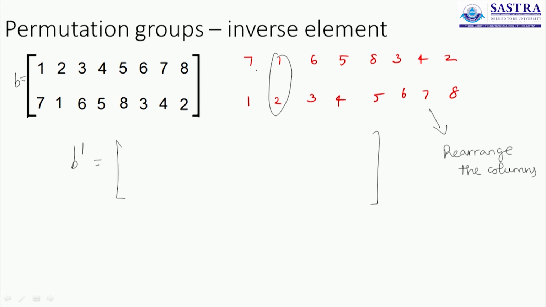So 1 to 2 comes first, 2 to 8 comes next, 3 to 6 follows, 4 to 7 is after, 5 to 4 is next, 6 to 3 is next, 7 to 1 is next, 8 to 5 is the last. Now I claim that this B dash is the inverse of B. I claim that this will work.